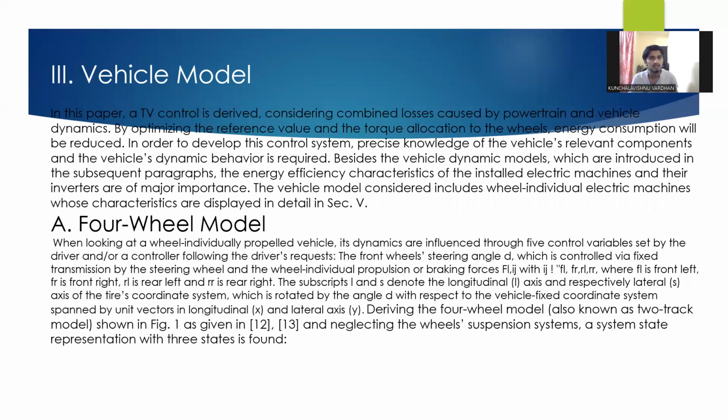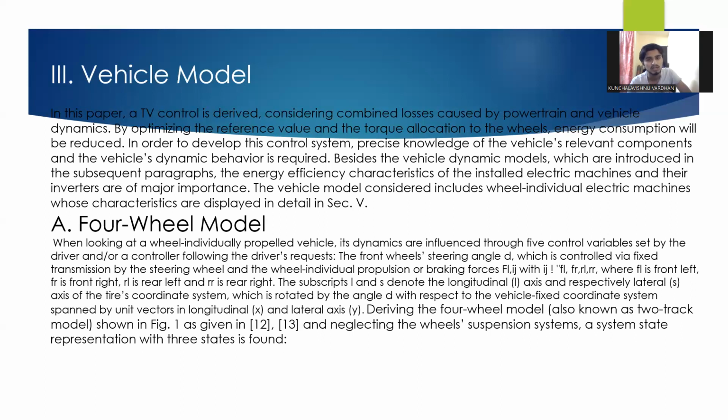In this paper a TV control is derived considering combined losses caused by powertrain and vehicle dynamics, by optimizing the reference value and the torque allocation to the wheels. Energy consumption will be reduced. In order to develop this control system, knowledge of the vehicle's relevant components and the vehicle's dynamic behavior is required. Besides the vehicle dynamic models, which are introduced in the subsequent paragraph, the energy efficiency characteristics of the installed electric machines and the inverters are of major importance.